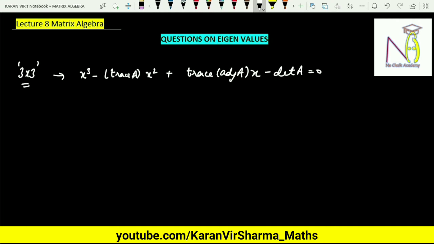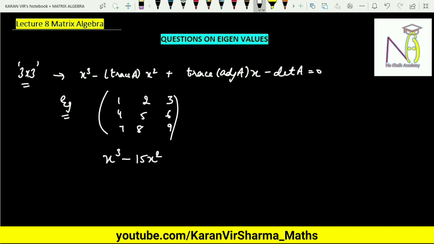For example, if we have a 3 cross 3 system, let me write it as 1 2 3, 4 5 6, and 7 8 9. Now, if you are interested in calculating the characteristic polynomial for this given matrix, it will be x cube minus the trace. Now, what is the trace? 9 plus 1 is 10, plus 5 is 15. So this will be minus 15x square.